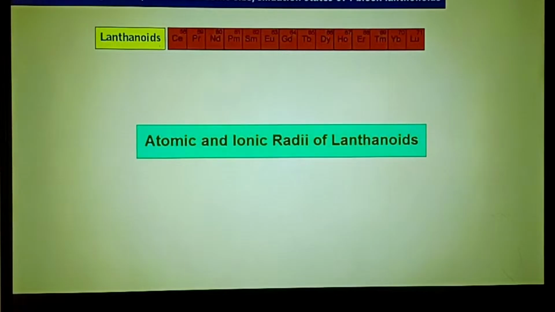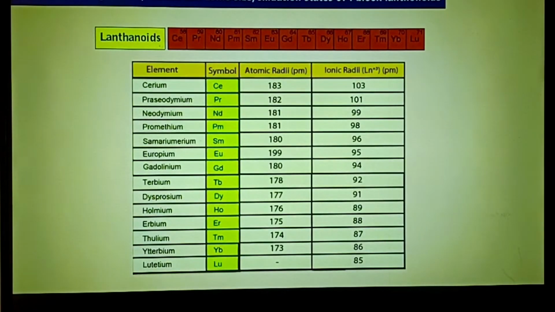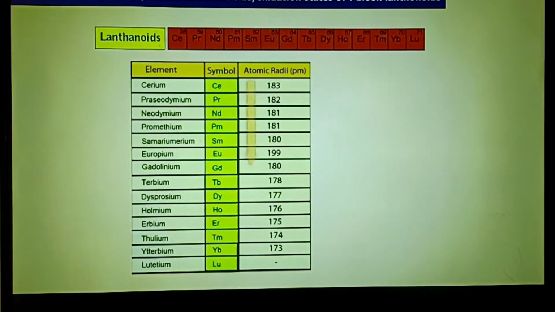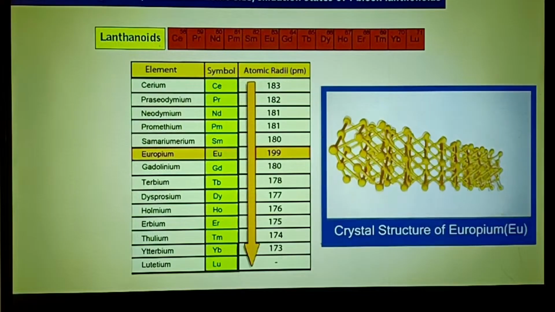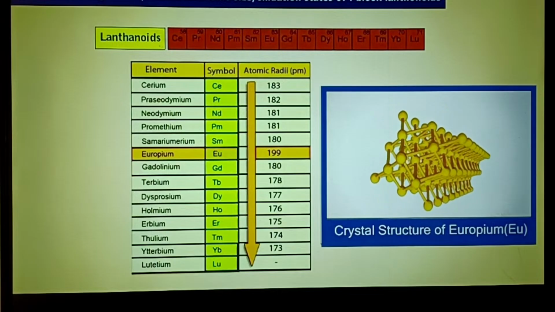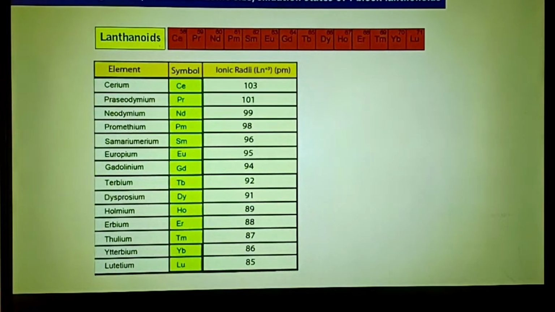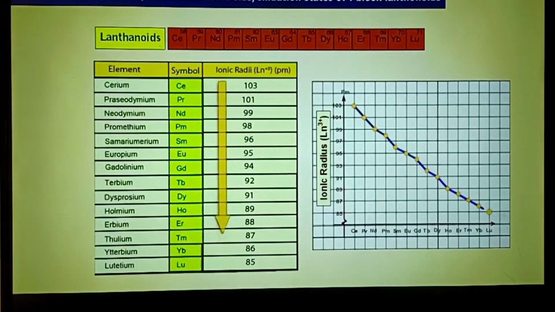Let us now look at the atomic and ionic radii of these elements. The atomic and ionic radii are as shown here. You can see that the atomic radii exhibit a smooth trend across the series, with the exception of the element europium. Europium, because of its crystal structure, has an abnormal atomic radius. The ionic radii of the trivalent lanthanoid ions, in contrast, exhibit a smooth decrease.